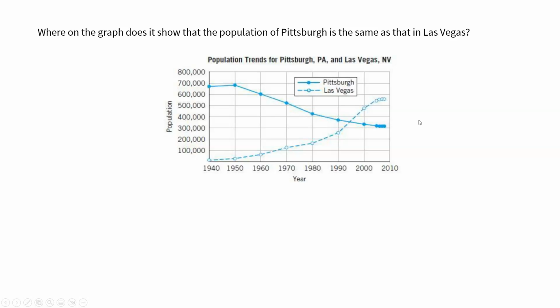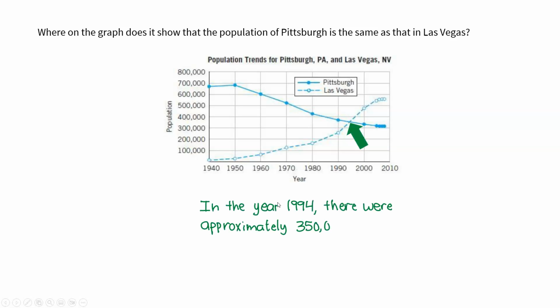In the very first question you have, the first example, you're asked, where on the graph does it show the population of Pittsburgh is the same as that in Las Vegas? Basically, you're looking for the solution to the system of the two functions that represent population versus time. And of course, that's where they intersect each other. And that's happening right here. So it looks like in about the year 1994, where there's approximately 350,000 people in both cities, that is where you want to point to in the example that you have in Top Hat.